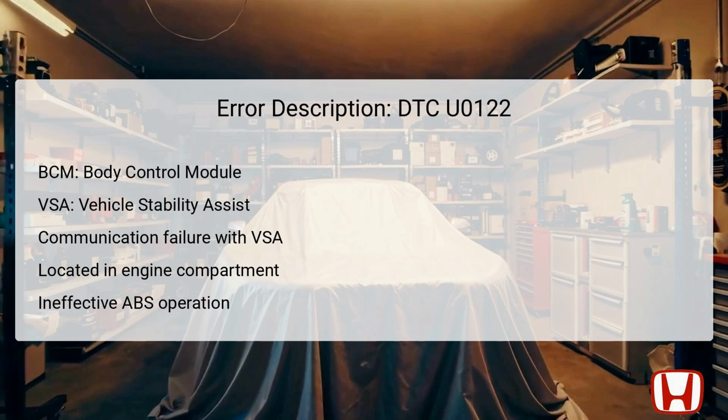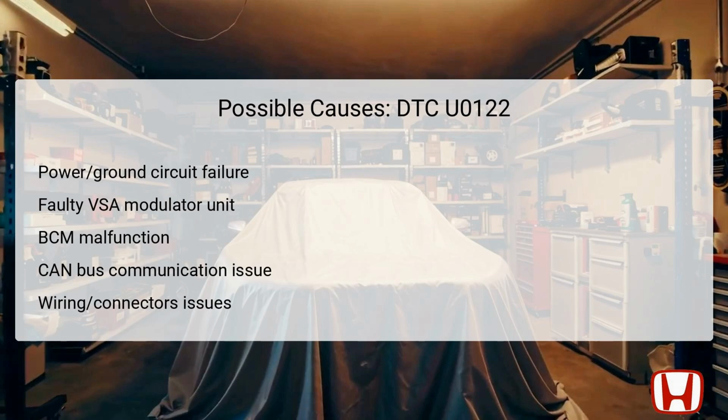The VSA Modulator Control Unit plays a vital role in monitoring and enforcing vehicle stability during driving, especially in adverse conditions. The absence of communication can impair the vehicle's anti-lock braking system, ABS, and degrade overall safety performance. Before proceeding with troubleshooting, it's essential to check the power and ground circuits for the VSA modulator to ensure adequate functioning. There are several possible causes for DTC U0122.